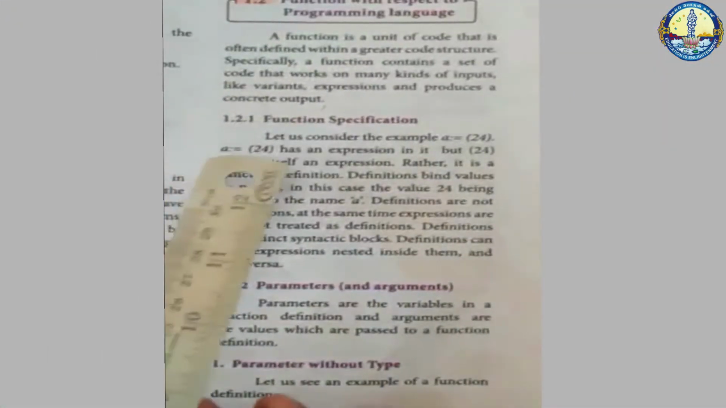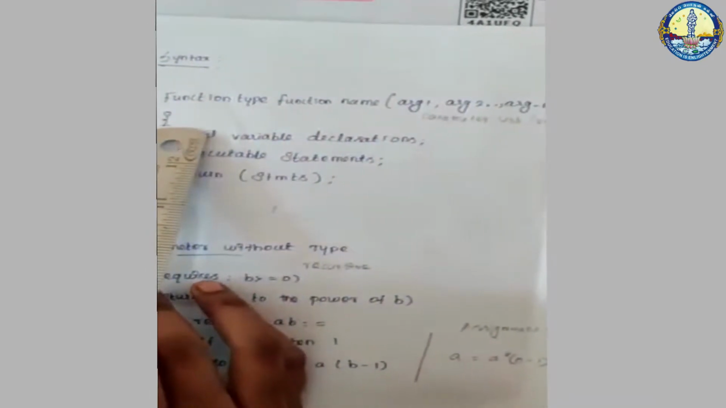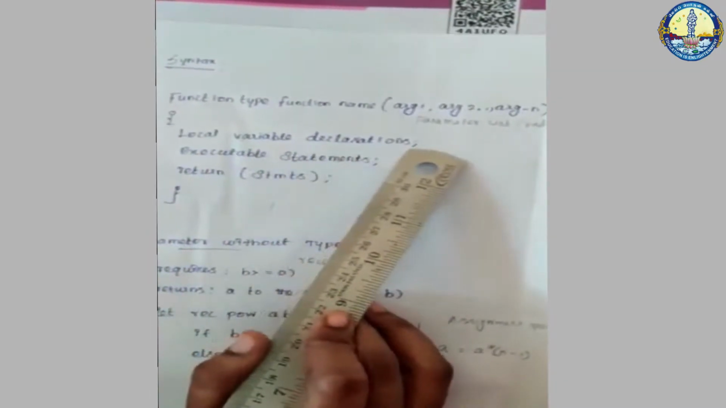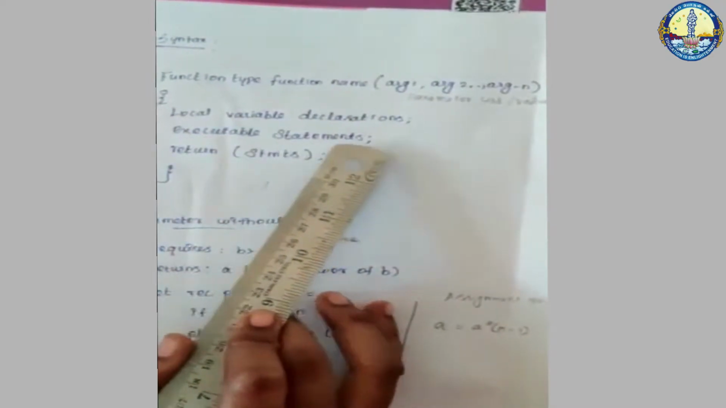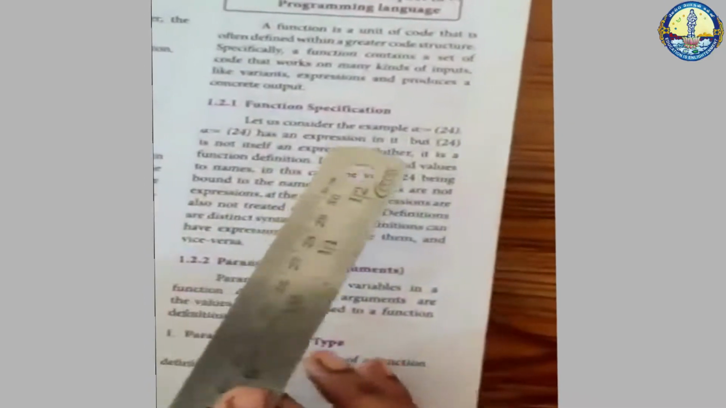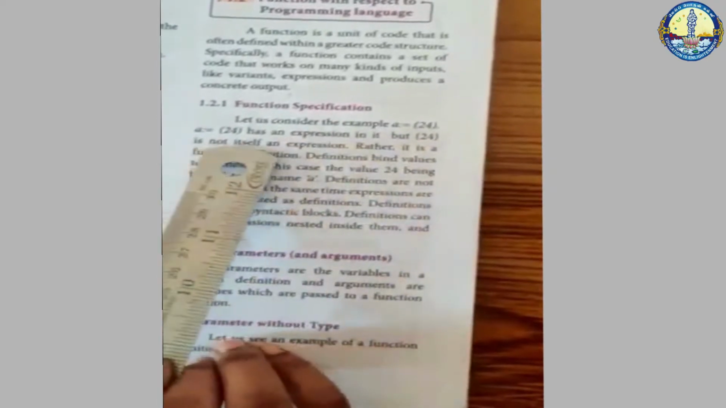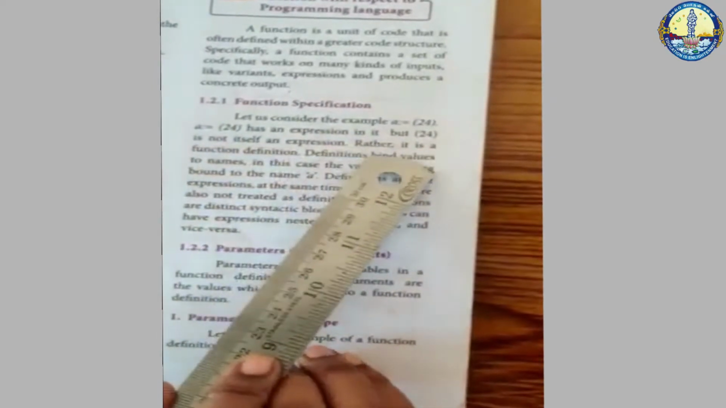Next, function specification. Function syntax: function type, function name, argument list or parameter list, open curly brace, local variable declaration, executable statements, return statement, close curly brace. Let us see one example, a equal to 24. A equal to 24 has an expression in it, but 24 is not itself an expression. Rather, it is a definition.